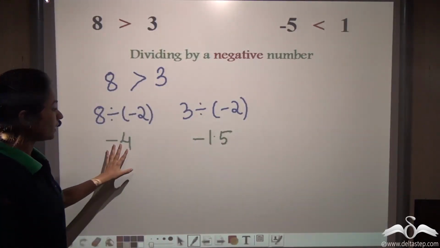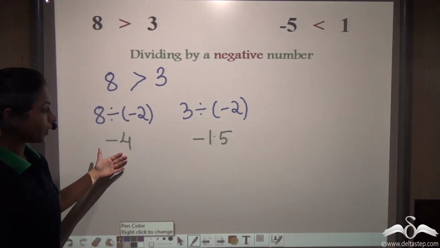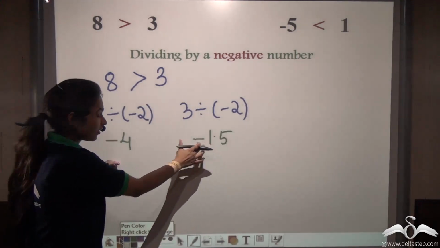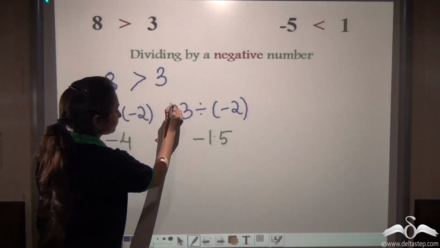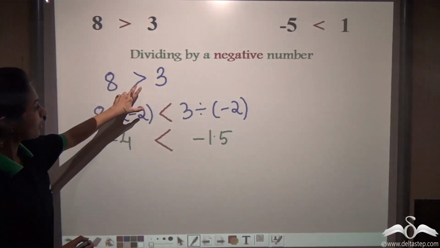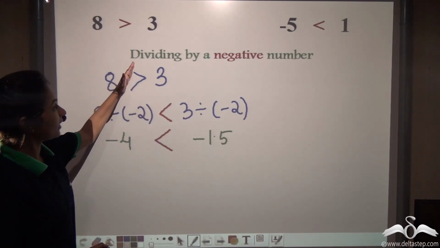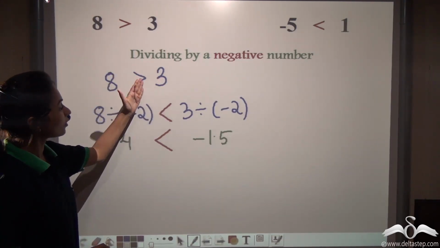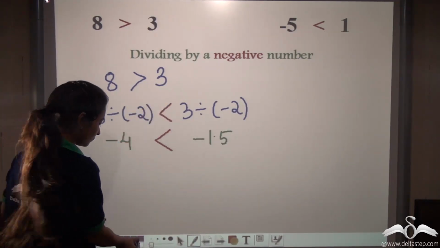So what do you think? Which is greater, minus 4 or minus 1.5? Well, you can see that minus 1.5 is greater than minus 4. So that means we have to give this sign. What has happened? The sign has reversed. So you can say that dividing by a negative number both sides reverses the sign of inequation. Similarly, check for the other inequation.